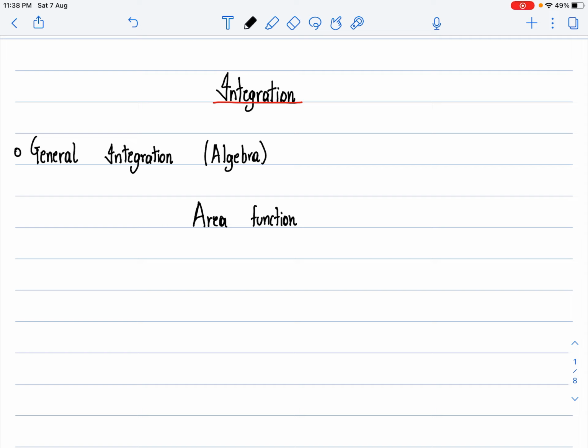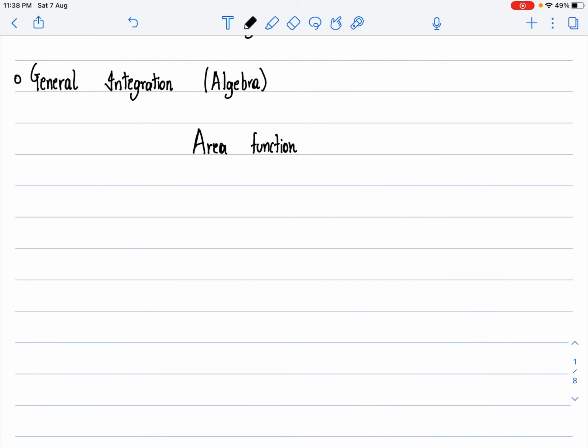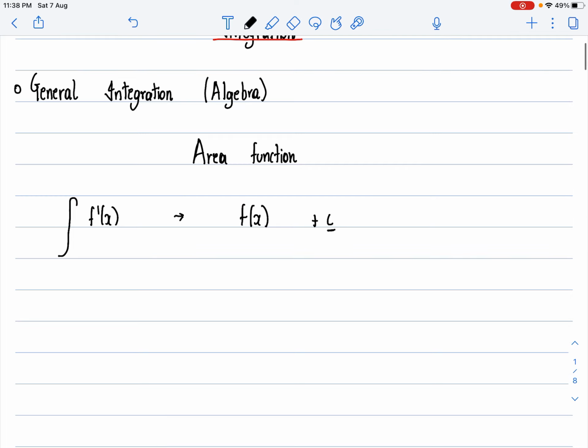And what you need to know, even from AS level, is that integration and differentiation work in a reverse way. Basically, if I integrate f dash of x, the solution will be f of x, correct, plus c. We always add a plus c if there are no limits specified. Correct, this is what we've done.